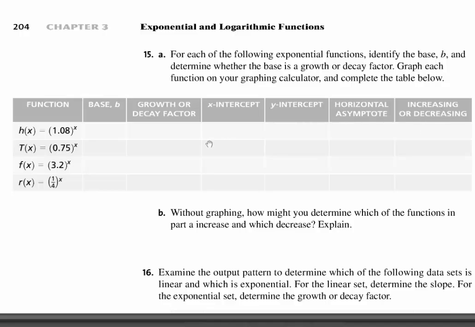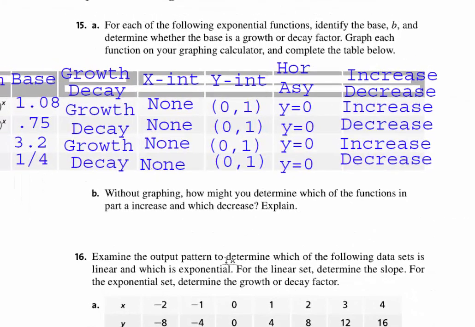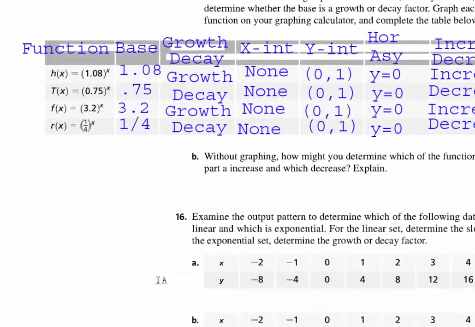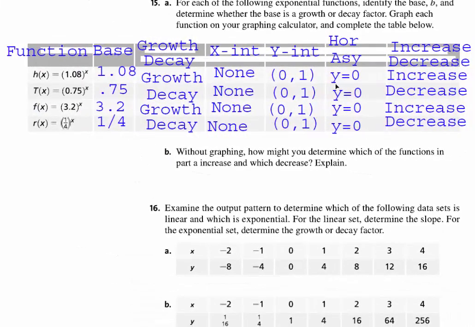So I was able to copy this table. I had a little trouble with the formatting, so please excuse my formatting issues. So you can see what I mean by formatting issues. Okay, so for our base, we had 1.08, 0.75, 3.2, and 1/4. That's just simply the value that was attached to the exponent.